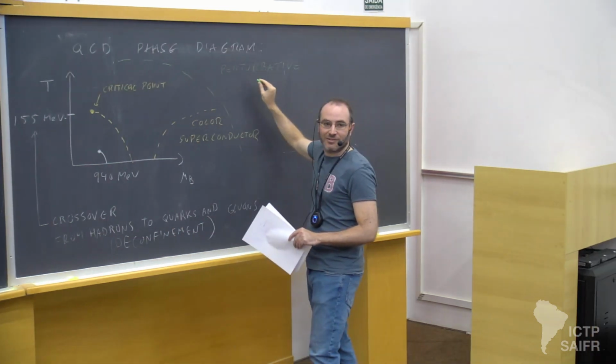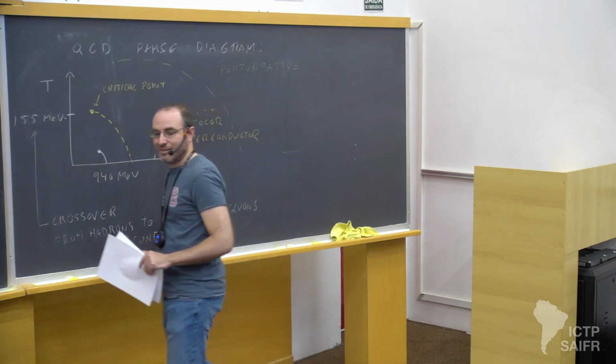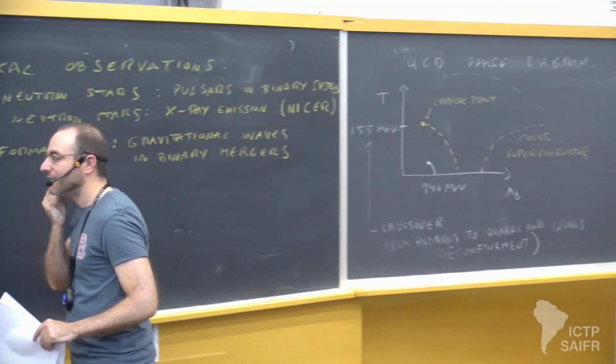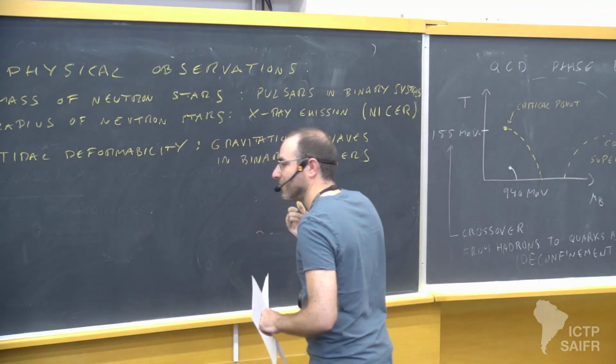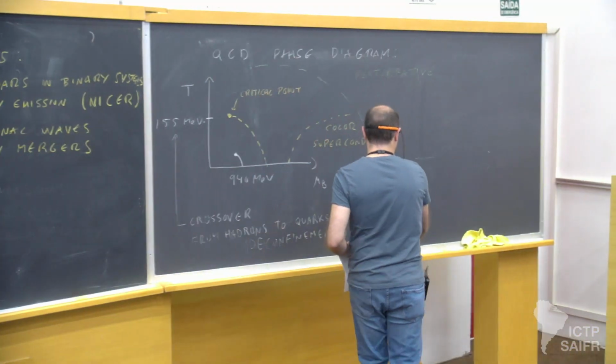Can you see the green? No? Okay. Is there another color? White, yellow, and green. Okay.